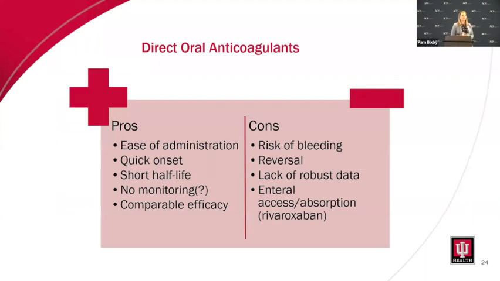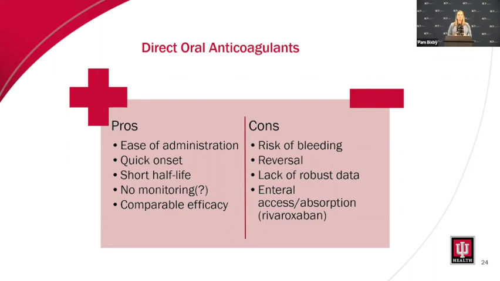Okay, so if I'm summarizing a list of pros for direct oral anticoagulants, it would certainly be the ease of administration. A lot of what Dr. Hout talked about with regard to patient refusal or nurses not wanting to give an injection potentially to wake up a patient, some of those limitations can be minimized with the use of an oral agent. They do have quick onset, similar to enoxaparin. They have a short half-life, similar to enoxaparin. And there's no monitoring, at least we say that. And comparable efficacy, which I think is really important.